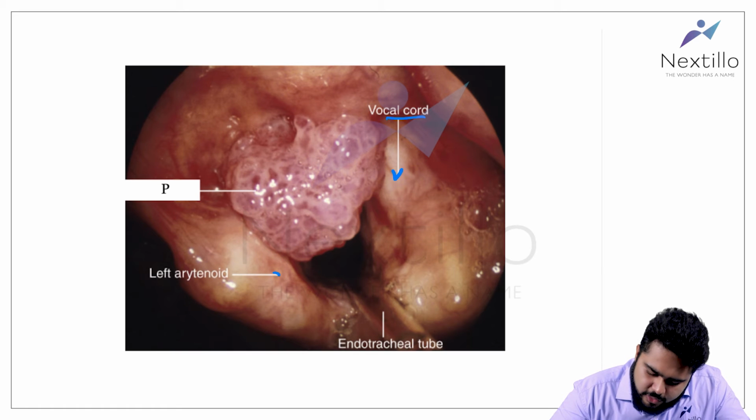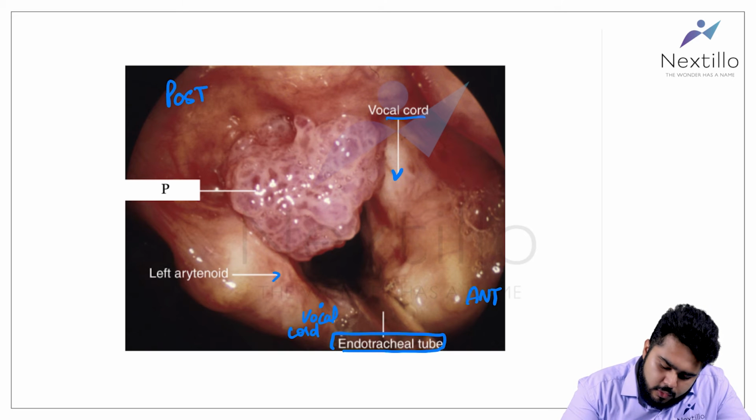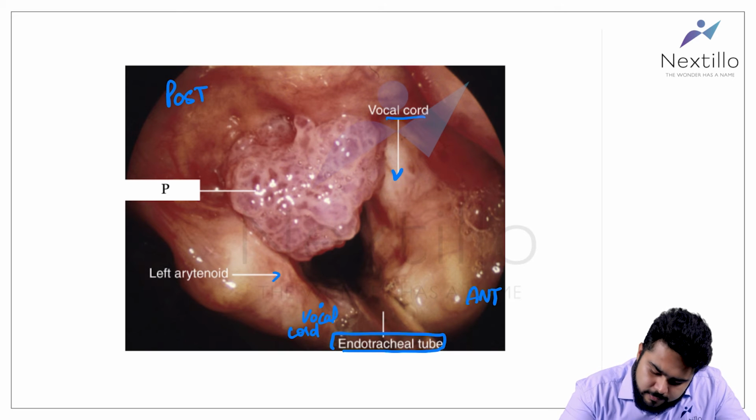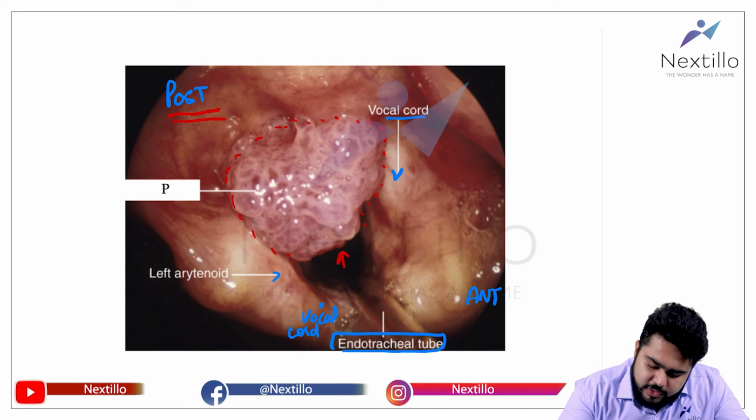This is the left arytenoid. So this also will be the vocal cord. This will also be the vocal cord. This is the endotracheal tube going. So this must be the anterior side, and that must be the posterior side. So now we see a structure, a grape-like structure coming from below. I can see it is coming from below, meaning through the trachea, and coming posteriorly. This is the posterior commissure, right? Coming here.